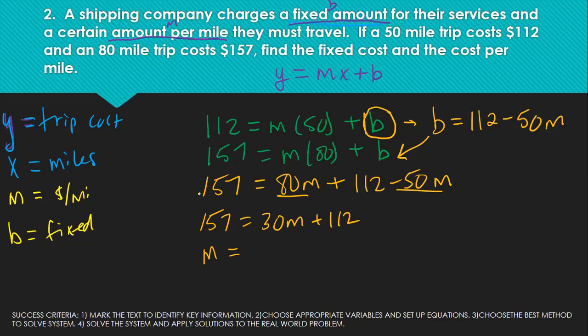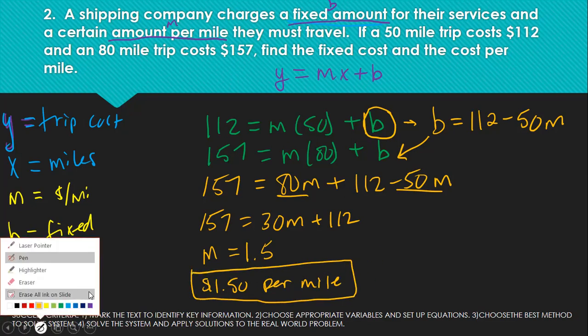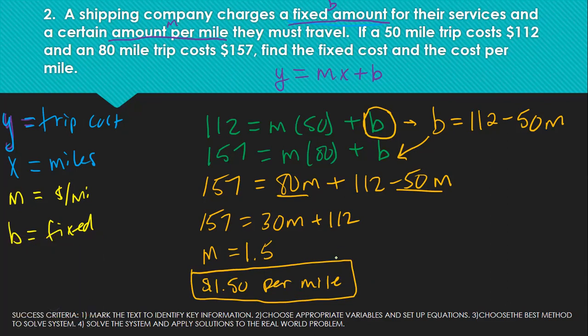I've heard 1.5 repeatedly. It's fine. Yeah, 1.5. What does that mean in terms of this problem? There we go. So it's $1.50 per mile. That's answer part 1. Now that I know the cost per mile, can I solve for my fixed rate? Yes, because I know what M is, so I'm going to substitute it in to find my B.